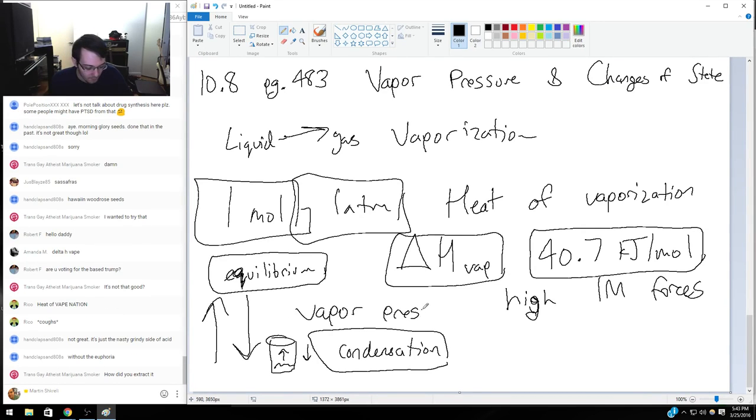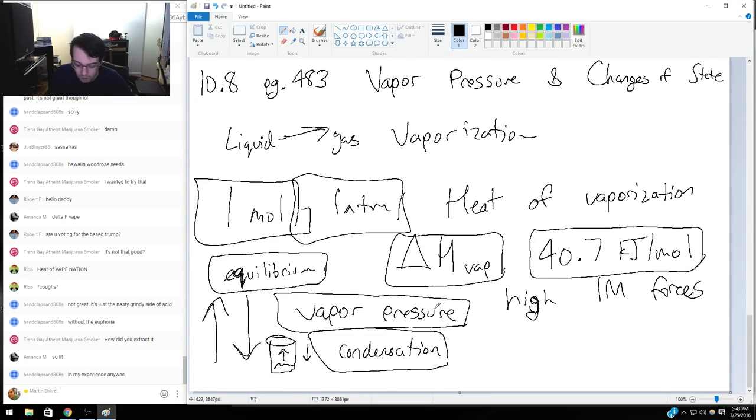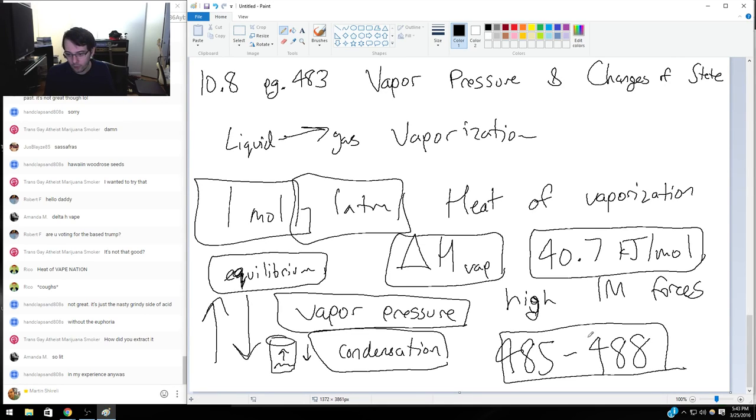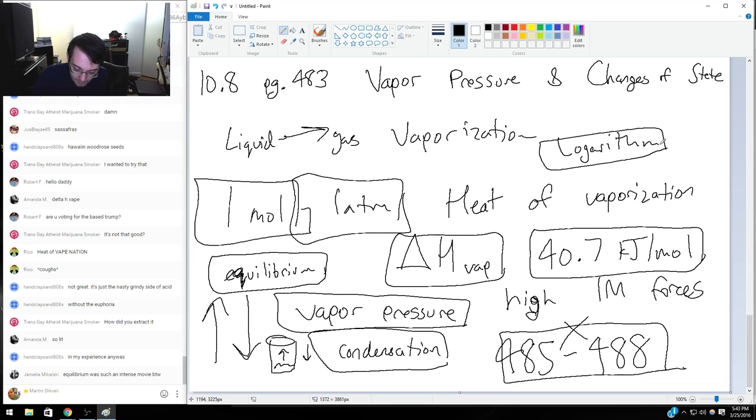Vapor pressure. And you can measure vapor pressure with a barometer, and you can measure it in torr or whatever you like. The book goes into how to measure vapor pressure on pages 485 to 488, and we are going to skip that because it uses something called a logarithm. It's also very detailed, and I don't think it's very valuable. I don't want to scare anyone with some math and complicated enthalpies of vaporization. You can just look them up. Measuring them, I think, is sort of a fool's errand.